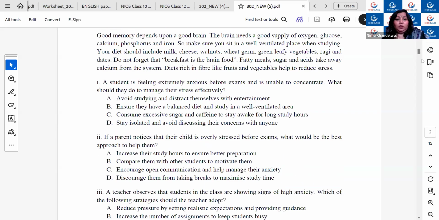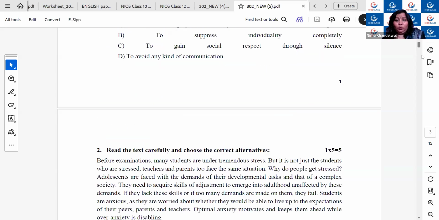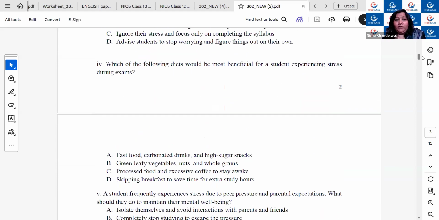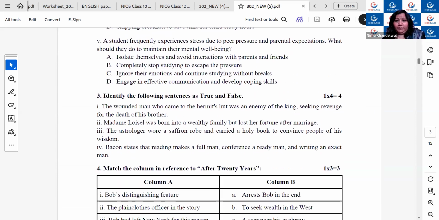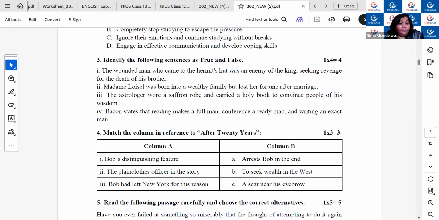Now, we have question number 2, which is having 5 marks. Now we have question number 3. Identify whether it is true or false. These are literature questions again. If you have read the story, you know the characters, you know everything, you can do it very easily. Now the match the column is from After 20 Years.